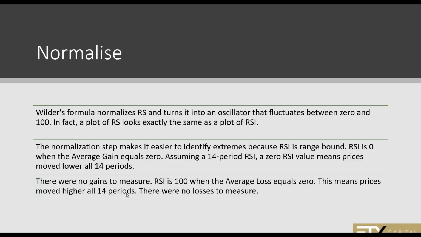If you had 14 days of just losses with no gains, you'd always have 0. So that's how it would come out at the extremes. Of course, that very rarely happens, so you never have an extreme. But as you have more or less gains or losses, it moves above the 70 or below the 30.